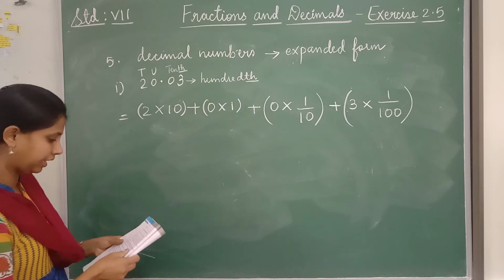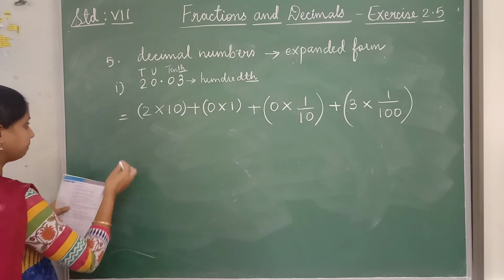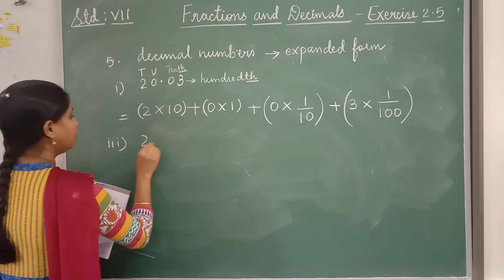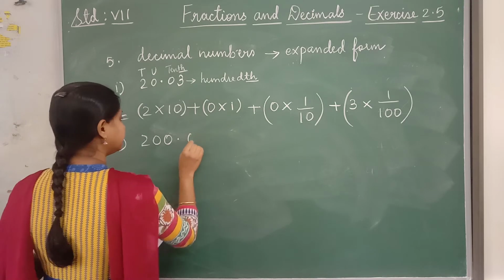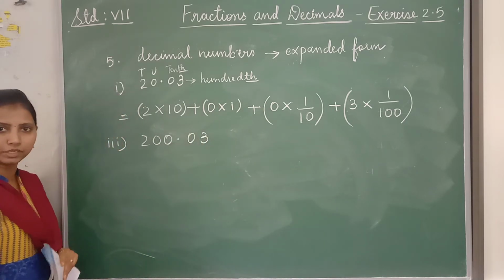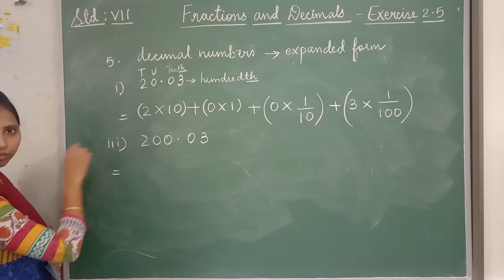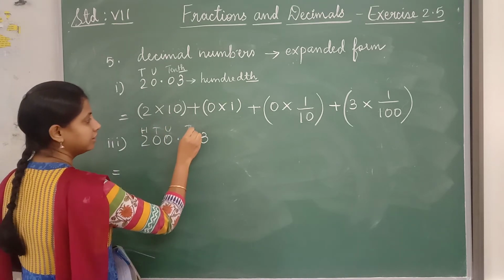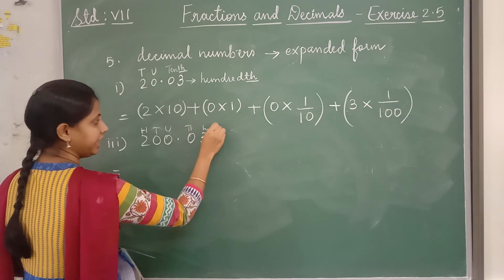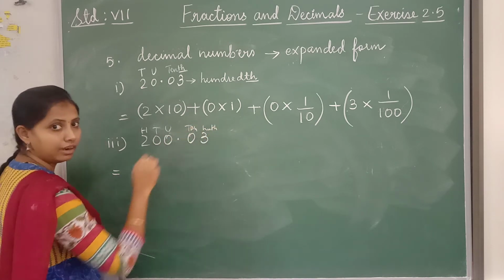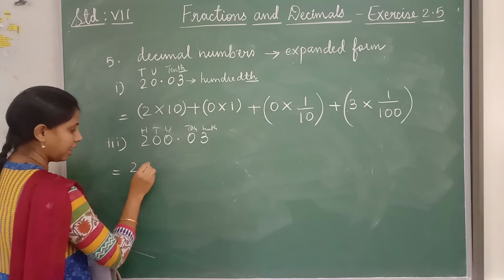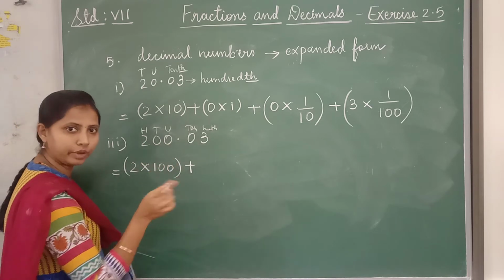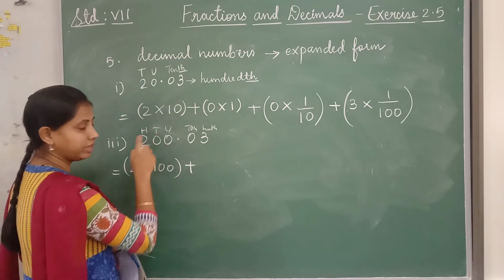Okay. So let me take one more example. Third one. 200.03. You have to write this in expanded form. So again coming with the first units, tens, hundreds, tenths, hundredths. Okay, TH you have to write here. So 2 is in hundreds place. So 2 into 100 plus zeros, you can write them or you can skip also because they don't have any value.